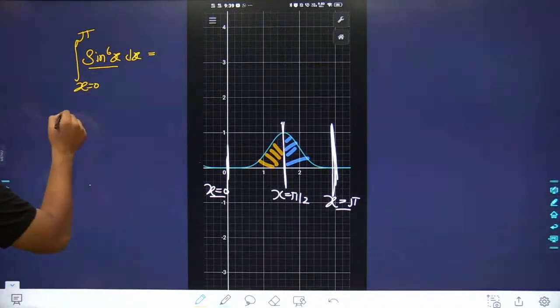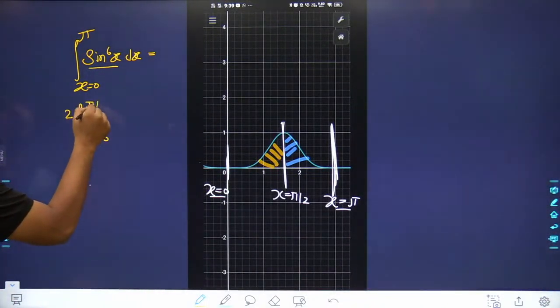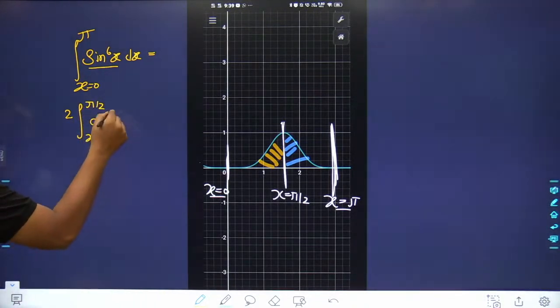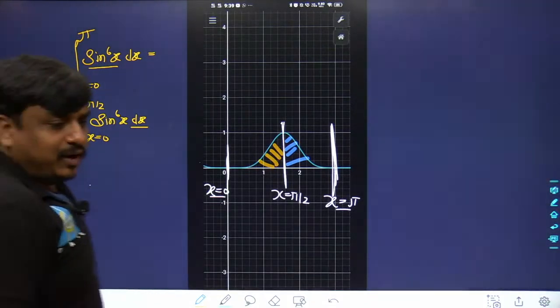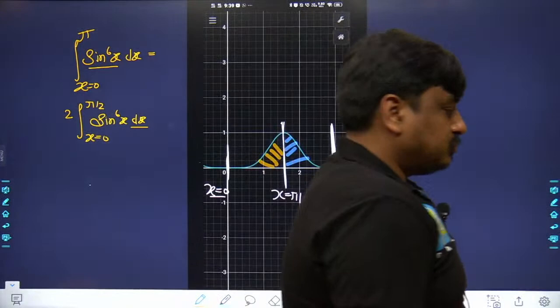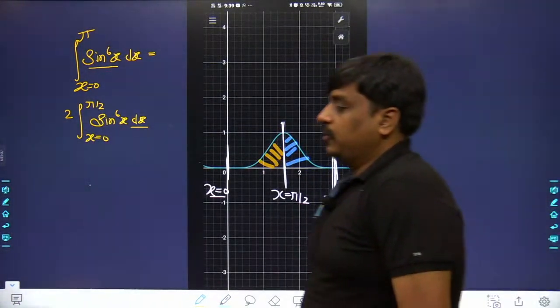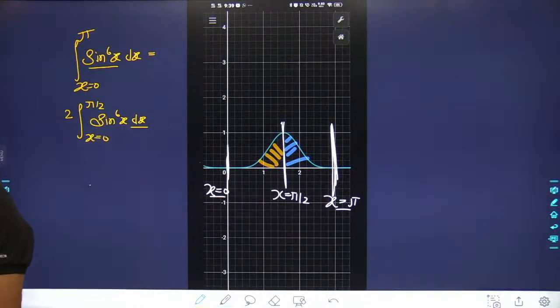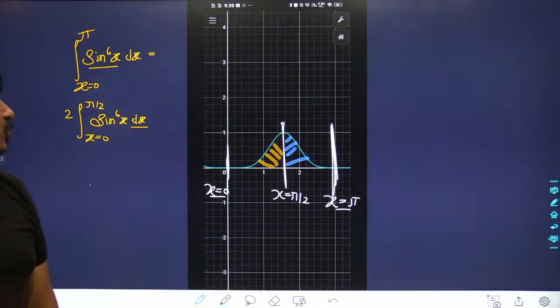So what would happen at last? You can change it to x equals 0 to pi by 2. And now here it becomes sine to the power of 6x dx. Now easily you would be able to find this problem out. Tell me what would be the best answer for this given problem. So easily you would be able to get the precise answer for this given problem.